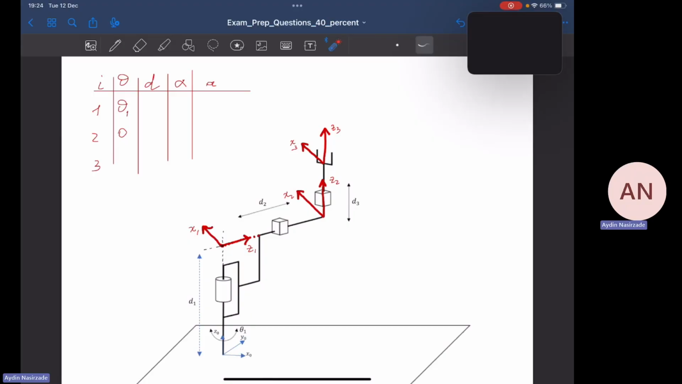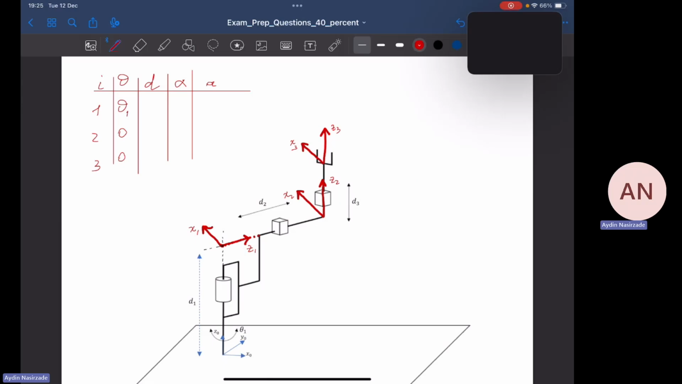For theta 3, the question is, around z2, how much do I have to rotate x2 so that it can align with x3? Again, they are aligned. That's why there is no need for any rotation. 0 degrees for theta 3.